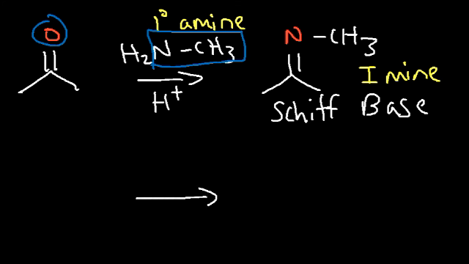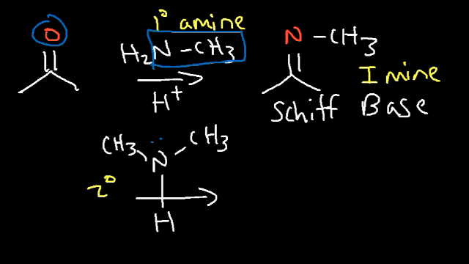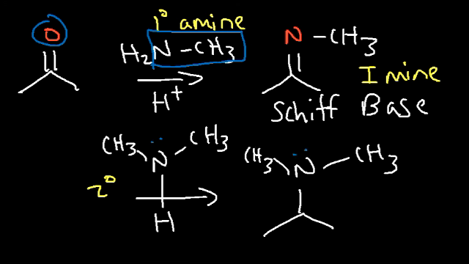Now let's say we were to add a secondary amine, so one that has two carbons attached to it. So if you add a secondary amine, you're going to get an enamine, which is going to look like this. Instead of having a double bond between the carbon and the nitrogen atom, there's going to be a single bond. And we're still going to have the two R groups attached to the nitrogen atom, but the double bond is going to be between two carbon atoms, and this is called the enamine.